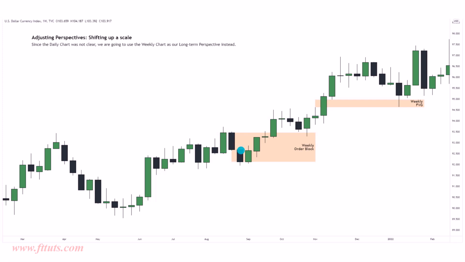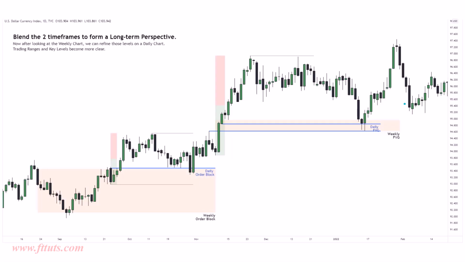these 2 down candles before the upwards move. That acts as one order block. And you can see in this trading range at equilibrium, we have a weekly fair value gap here. Okay, so that when we do go back to our daily chart, we can refine those levels. Okay, so refining just means making it more precise.